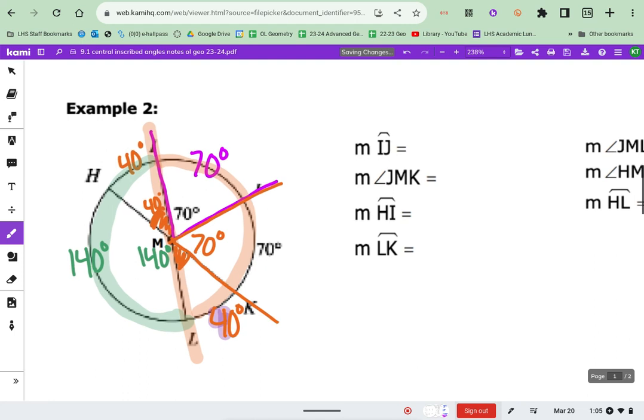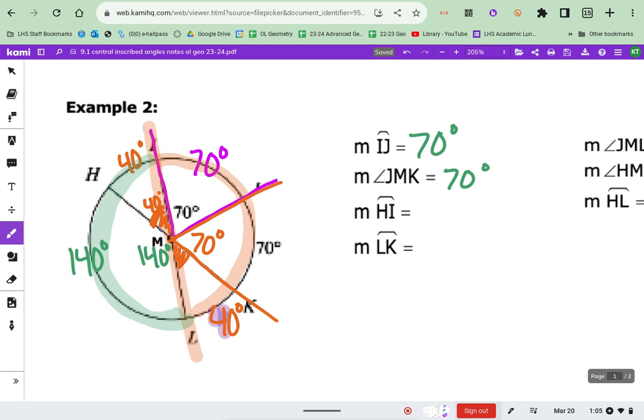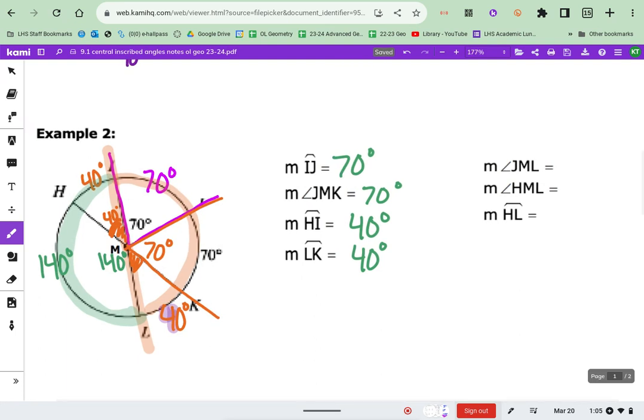So if we fill in the letters to the side, IJ is 70, JMK is also 70, HI is 40, LK is 40. Let's see, angle JML, that's 110 because that's starting here, going to the center and coming out. So it's adding my 70 and my 40 together. HML is 140 and HL is 140.